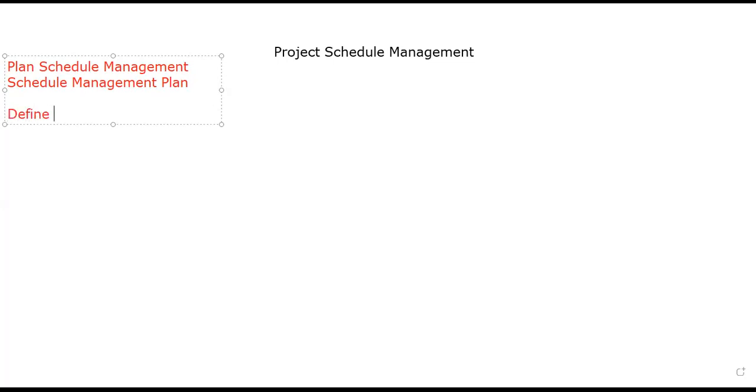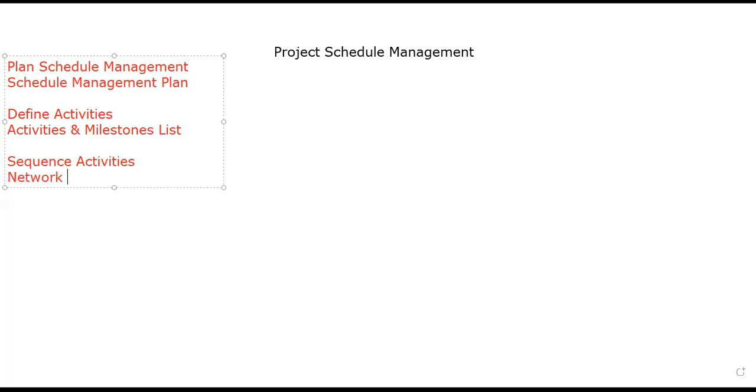Then we will start defining activities. And to define activities, the main output will always be the activities and milestones list, where we will mention that these will be our activities, and the work package will be helpful in this type of situation. So define activities is the process name, and we will get the output, the activities and milestones list. Once we have activities, we can sequence those activities based on their relationships, and the output will be the project network diagram.